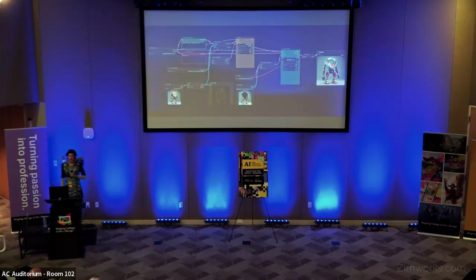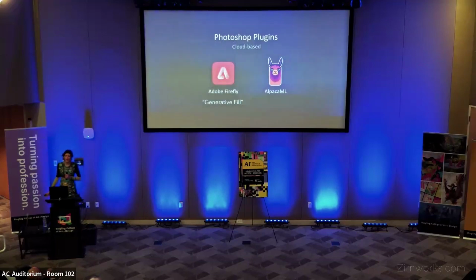There are ways to do this in Photoshop. Adobe Firefly has generative fill. It also has a very useful remove tool, which I think works kind of like generative fill. Alpaca ML has a plugin, though I'm not sure if it's still in development, for Photoshop that uses Stable Diffusion to bring it just directly in there. So you can make a selection and diffuse on that.